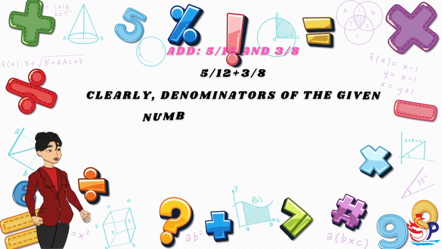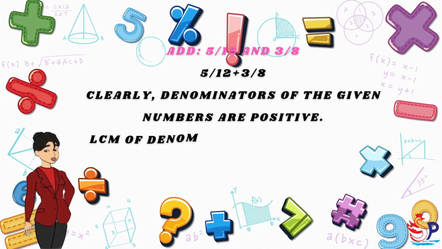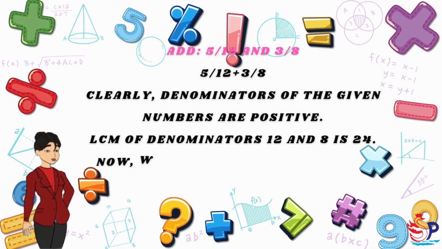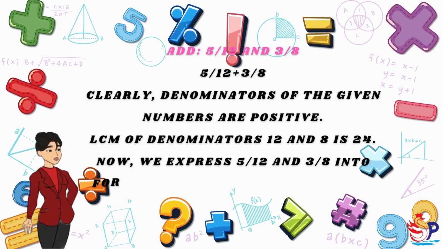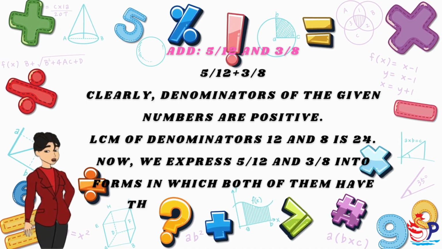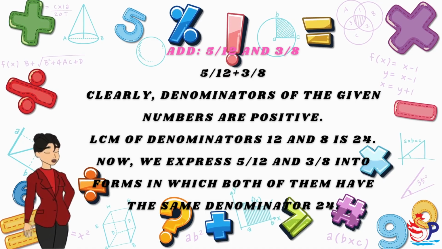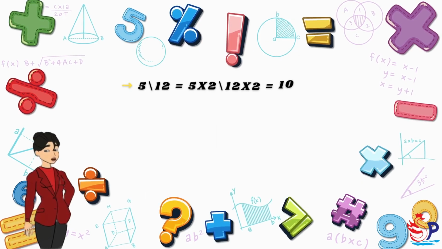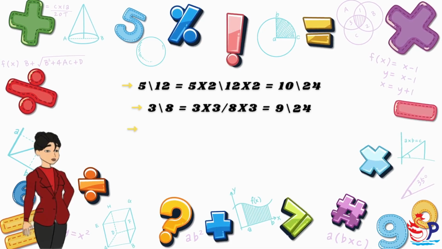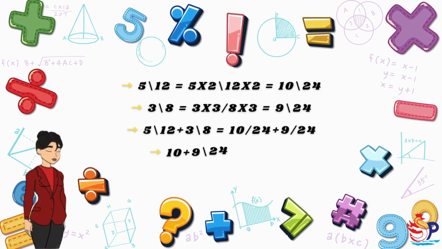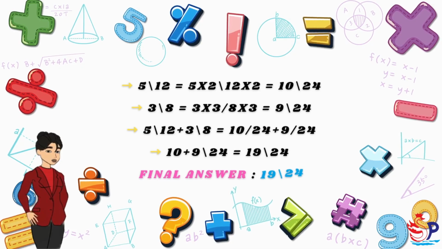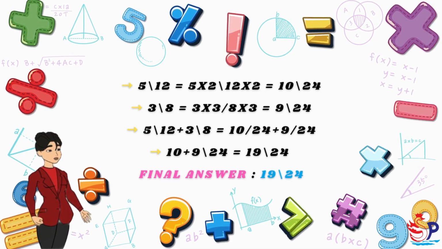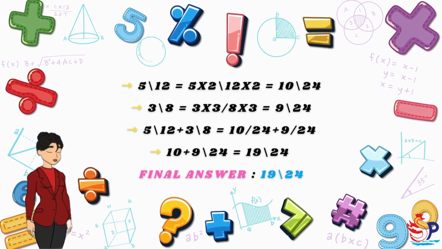5 by 12 plus 3 by 8. Clearly, denominators of the given numbers are positive. LCM of denominators 12 and 8 is 24. Now, we express 5 by 12 and 3 by 8 in forms in which both of them have the same denominator 24. 5 by 12 is equal to 5 times 2 by 12 times 2, equals 10 by 24. 3 by 8 is equal to 3 times 3 by 8 times 3, equals 9 by 24.